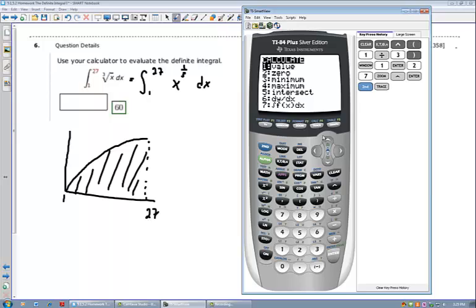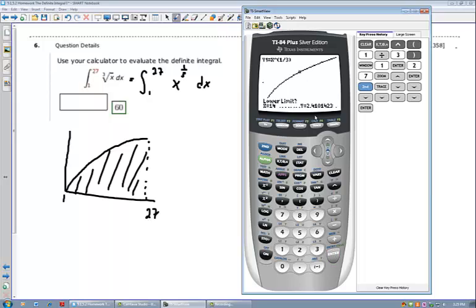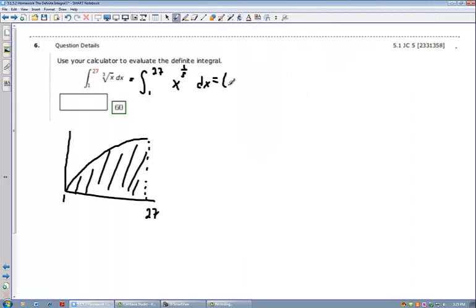and I can figure that out by hitting second trace to pull up my calculate menu. And then once you know where to go, you know what to do. You go down here to the integral of f of x dx, and it's asking you for the lower limit. Of course, the lower limit is 1, so you hit 1 and enter. Then it says upper limit. Your upper limit right here is 27, and you hit enter. And it's going to shade in this region and spit out the number, hopefully 60. And so that's equal to 60. So you put 60 in that box right there.